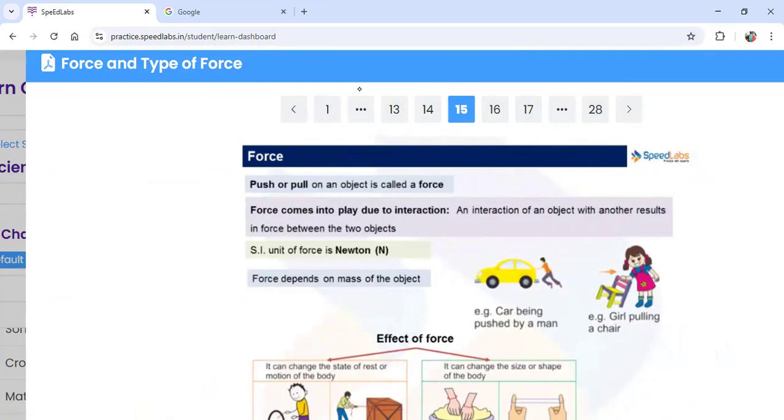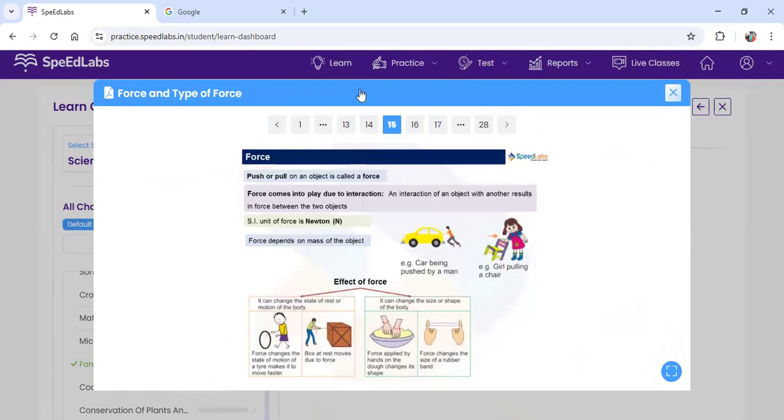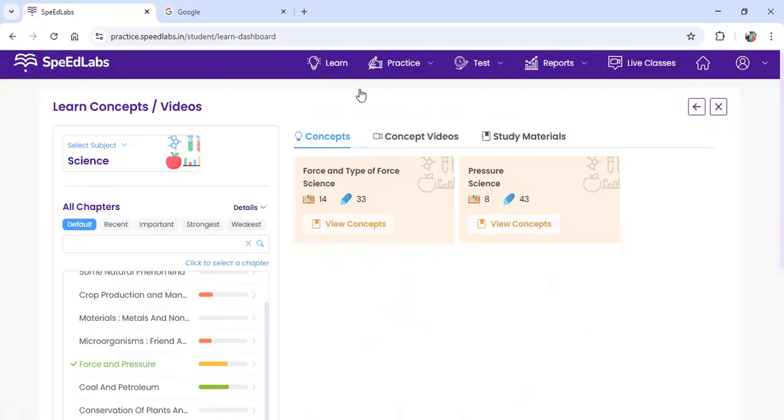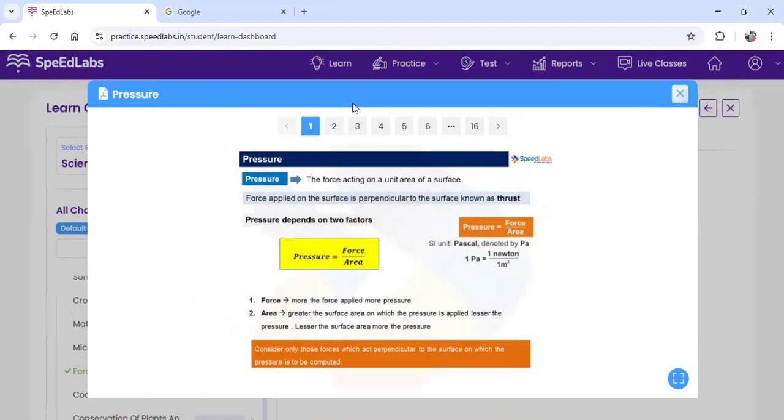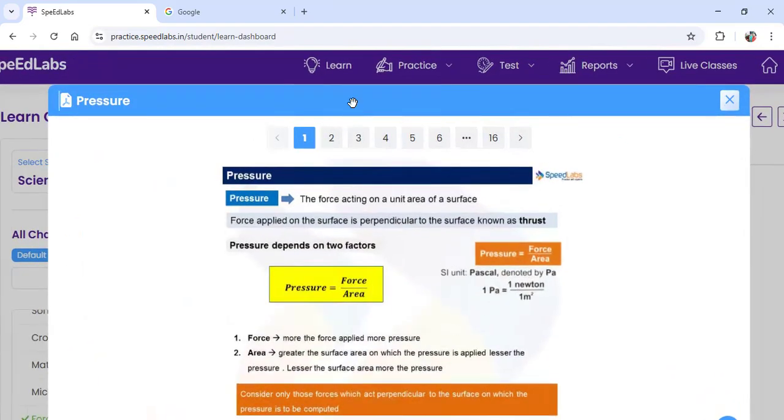Okay, children. Now, next concept is pressure. Okay, what is pressure? Pressure is the force acting on unit area of the surface. It's called pressure. The force applied on the surface perpendicular to the surface is known as what? A thrust. So pressure depends upon two factors, children. One is force, another is area. So pressure is directly proportional to the force, more force, more pressure, and inversely proportional to the area. Less area, more pressure, more area, less pressure.